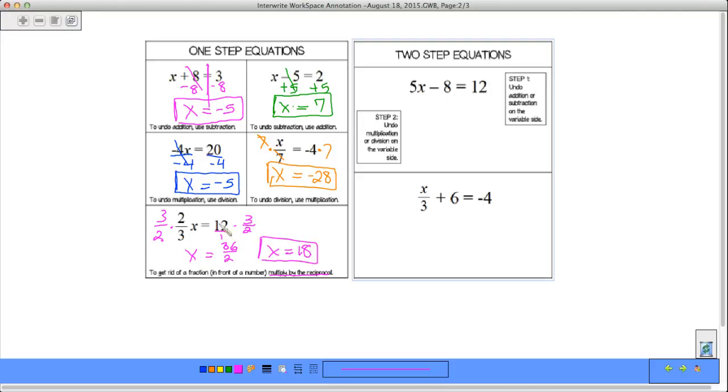You're also welcome to just put this in a calculator. It will also give you 18. Okay. Don't let the fractions bother you. It's not any harder. All right, let's take a look at a two-step equation.